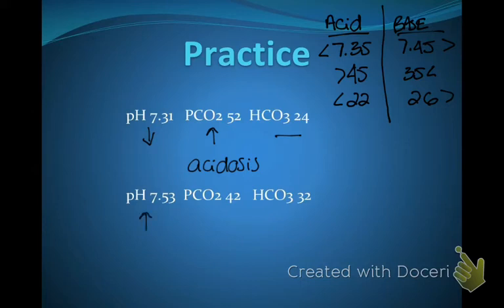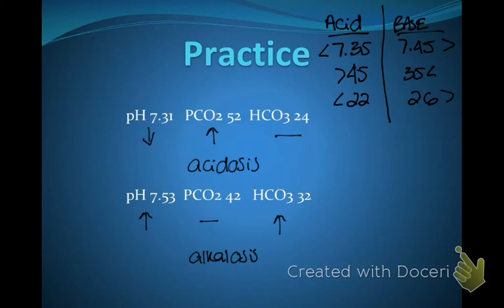Now let's look at the next one. The pH is 7.53. The CO2 is normal, so we know it's not a respiratory issue, or we don't think it is. And the bicarb is 32. So we're looking at alkalosis. Now, we're going to talk about why.